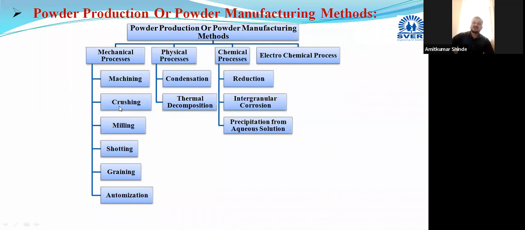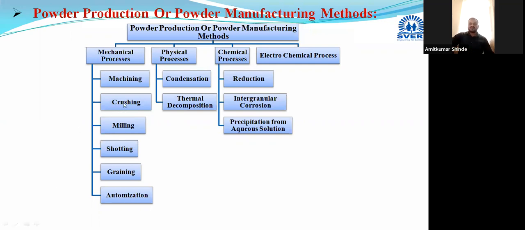The second method of powder production in mechanical processes is crushing. Now, how is the powder obtained in crushing? The raw material of the metal whose powder we want to manufacture is taken, and that raw material is simply crushed with the help of some hammers or some crushers. These crushers may be jaw crushers or gyrating crushers. Simply remember that it is crushed with the help of hammers or crushers. The raw material is simply crushed, and it is transferred to powder shape.